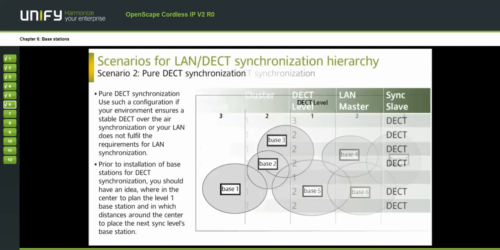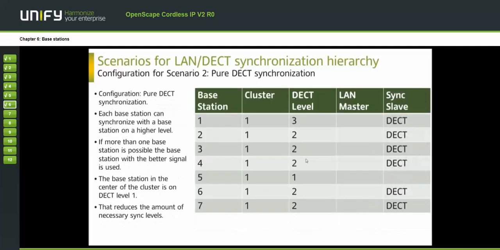Then we have base station number 6 synchronized from base station 4 via LAN, which then can be used to synchronize base station 7 again via DECT, because that's on DECT level 4 and that's on DECT level 5.